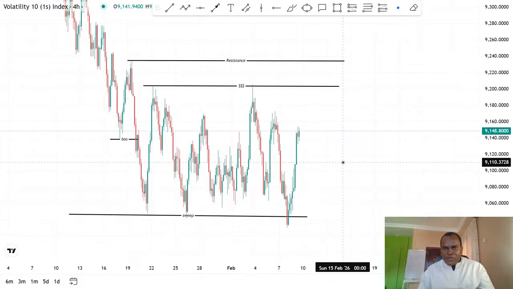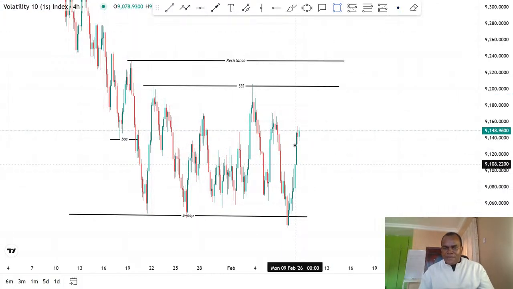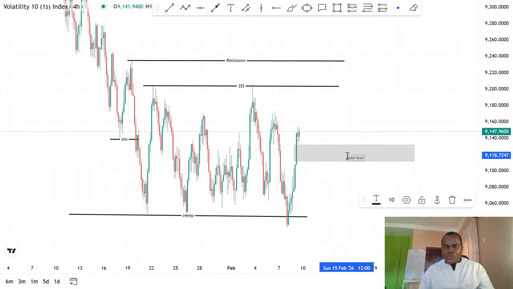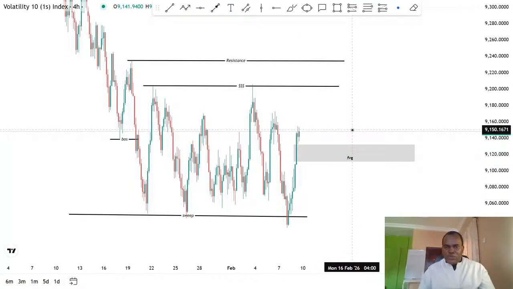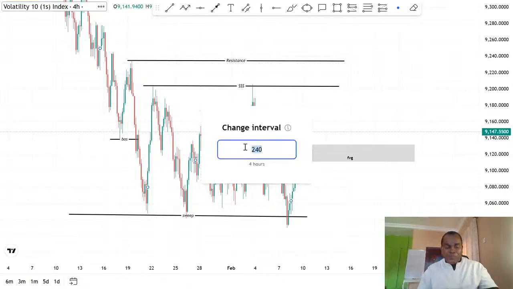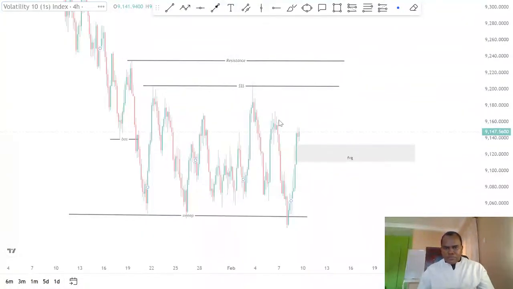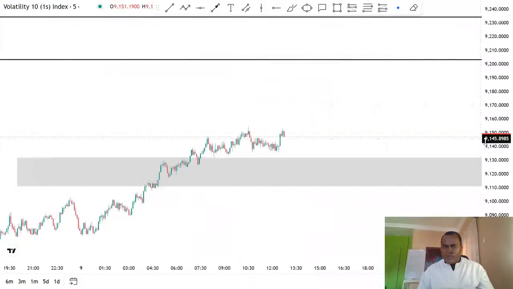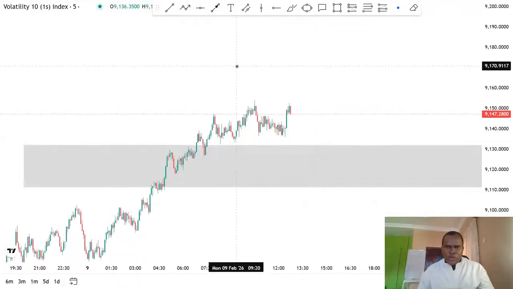From this higher time frame, you observe that we have a fair value gap here, which will most likely prevent price from going down. This will most likely prevent this from going down. So I want to look for a lower time frame bullish structure. Let me try 5 minutes. So on 5 minutes, I have a break of structure here.